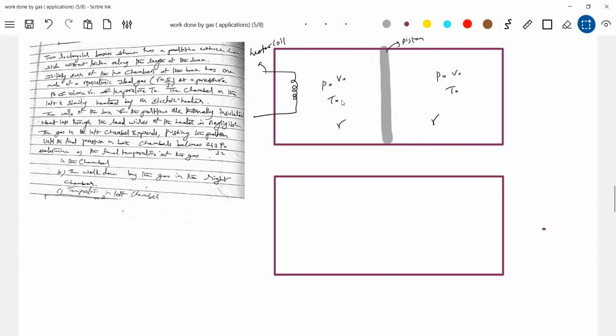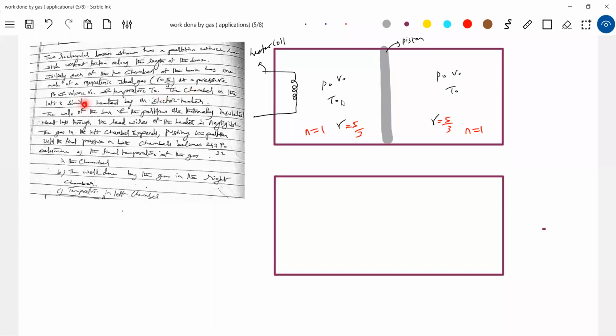Two rectangular boxes shown as a partition which can slide without friction along the length of the box. Initially, each chamber of the box has 1 mole of monoatomic gas. 1 mole is given. Let me write it. Monoatomic gas means gamma 5/3, at a pressure P naught, V naught, and temperature T naught.